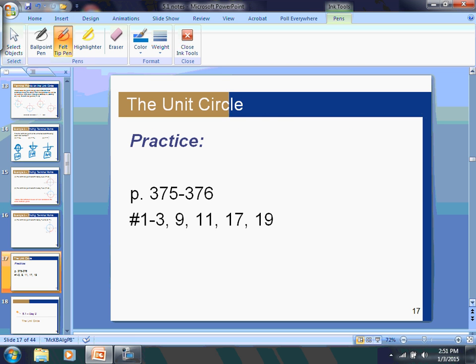Okay, so your homework tonight seems a little short, but these are very important concepts that you need to make sure that you're getting down and getting comfortable with. You want to be very comfortable with radians, be very comfortable with fractions. And if you have any questions on this stuff, come on in and see me before school.